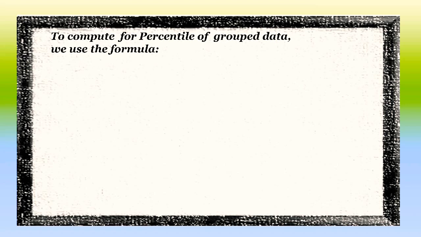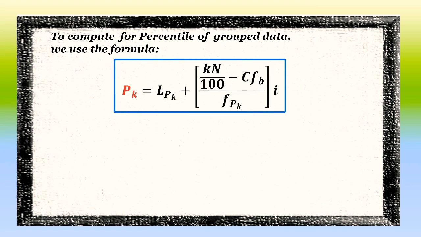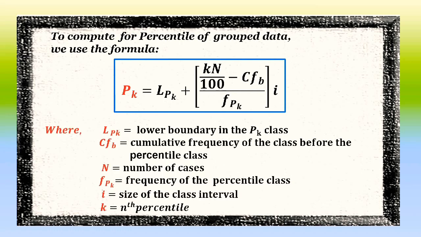To compute for percentile of group data, we use the formula P sub k is equal to L P sub k plus the quantity k times n all over 100 minus CFB divided by F P sub k times I, wherein L P sub k is the lower boundary of the P sub k class, CFB is the cumulative frequency of the class before the percentile class, N is the number of cases or the total number of frequency, F P sub k is the frequency of the percentile class, I is the size of the class interval, and k is the nth percentile.